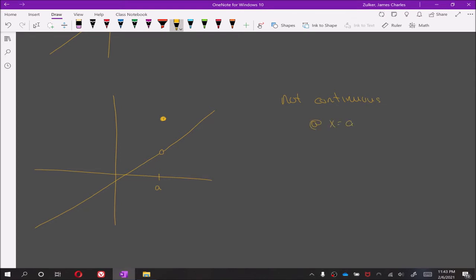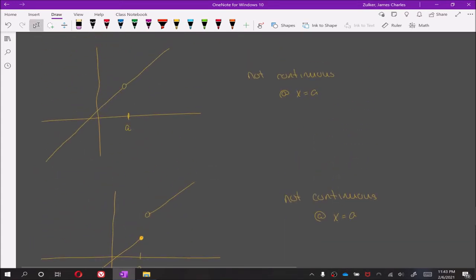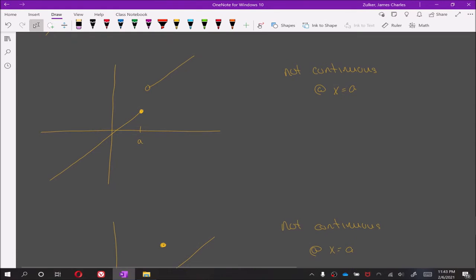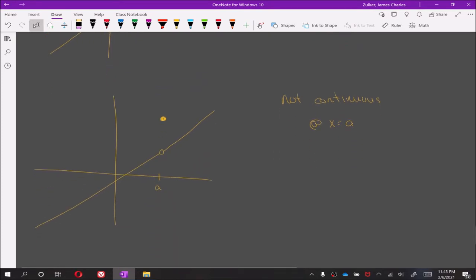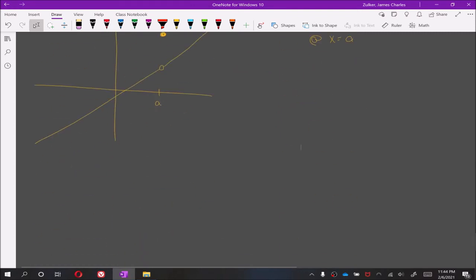Well, if we take a look at these three graphs in particular, in this first graph, f of A was not even defined. In the second graph, f of A was defined, but we had a jump in values. Here, f of A was defined, and we didn't have a jump in values. However, the limit was not f of A. All right, if we look at these three graphs, we can define what it means for a function to be continuous.